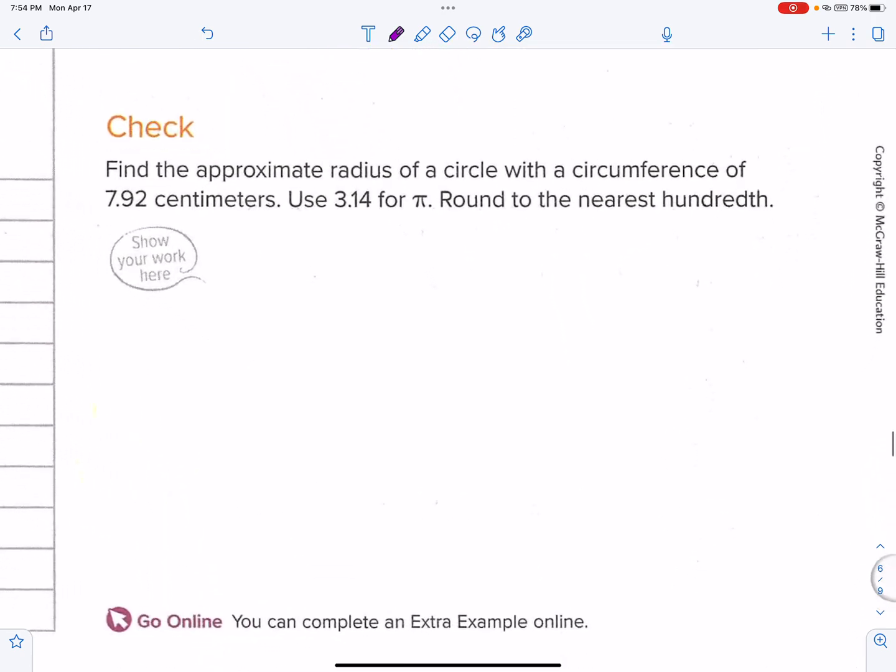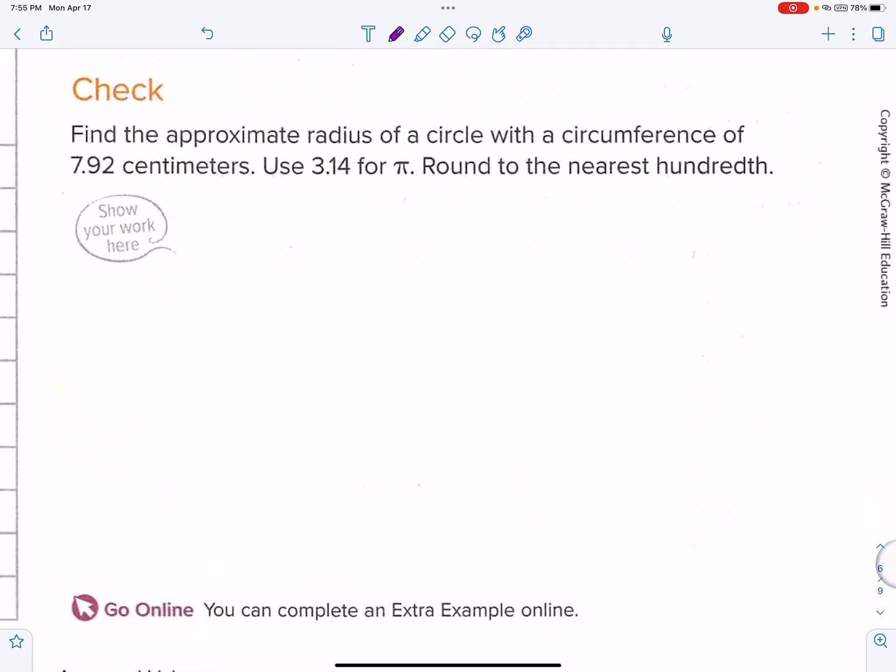Okay. All right, go ahead and try this one on your own. It says find the radius. Okay. So we have a circumference of 7.92 centimeters. Go ahead and pause and try it out.